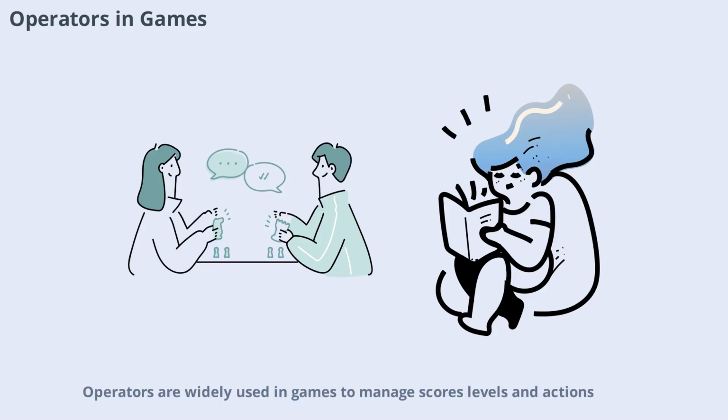Operators are widely used in games to manage scores, levels, and actions. Addition increases points, subtraction removes lives, multiplication scales rewards, and division splits resources. Understanding operators helps you create engaging and interactive games in JavaScript.